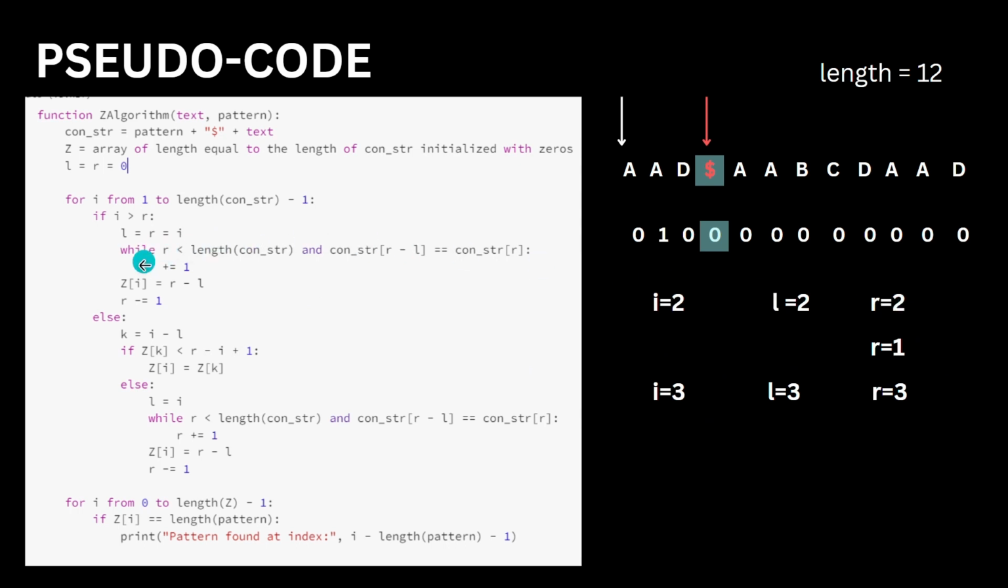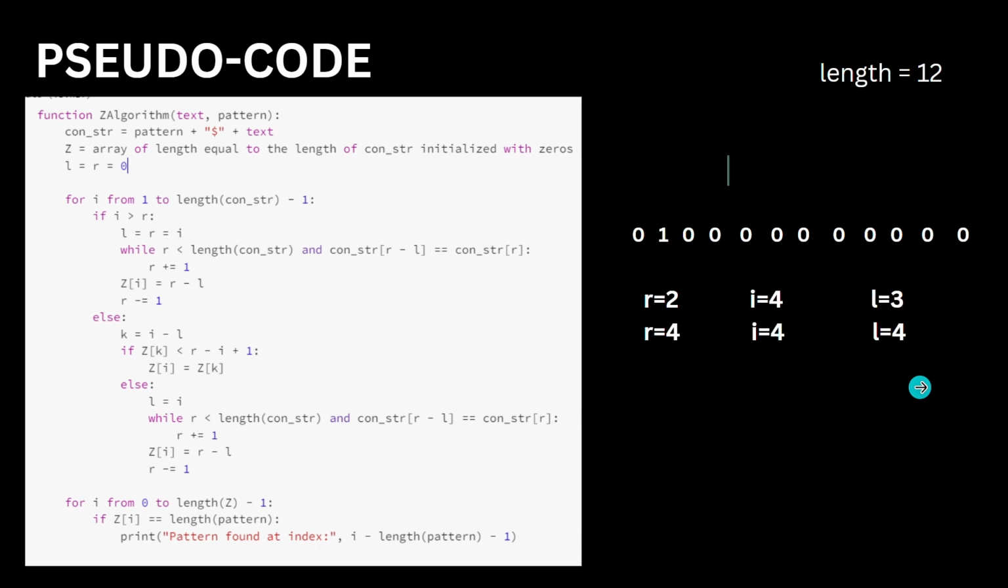L is equal to R is equal to I, which is I is equal to 3, L is equal to 3, and R is equal to 3. And they both are not equal, so the value is 0. R is decremented, so R is equal to 2. Now I has been incremented, so I is equal to 4, R is equal to 2, and L is equal to 3.